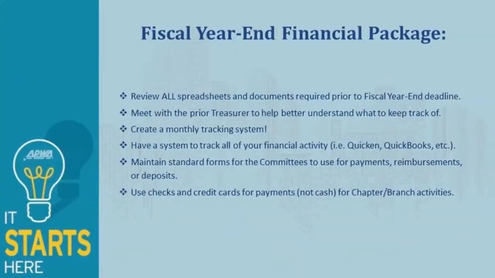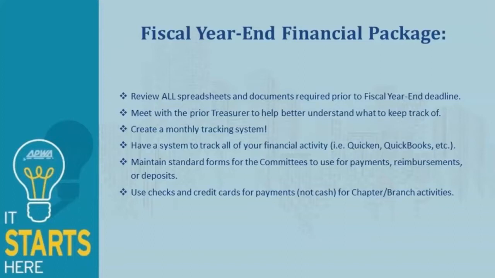The next topic we're covering is the fiscal year-end financial package. This is one of the main things that we ask for chapter treasurers and branch treasurers to fill out. The fiscal year financial package reviews all. You want to make sure that you review all spreadsheets and documents required prior to the fiscal year-end deadline. Meet with your prior treasurer to help you better understand what you need to keep track of.